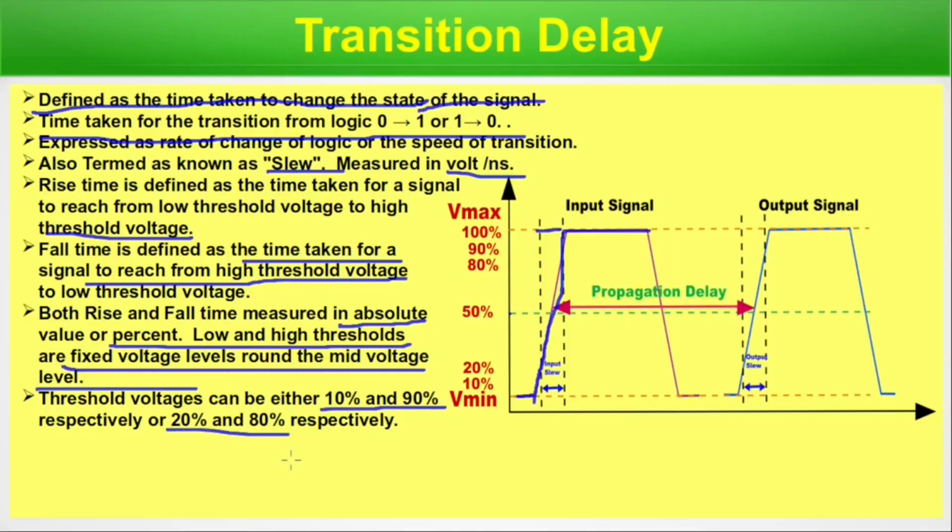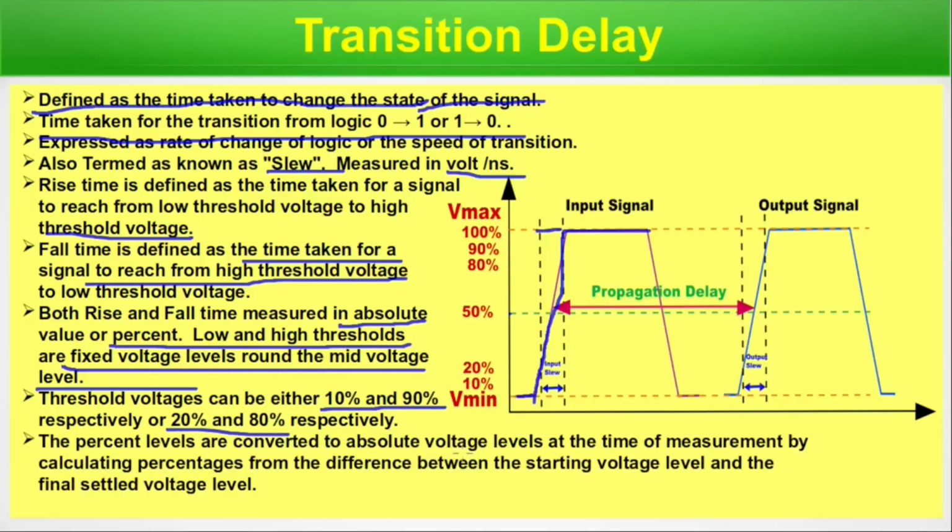The percent levels are converted to absolute voltage levels at time of measurement by calculating percentage from the difference between starting voltage level and final settled voltage level. First we express it in percentage, and while doing the calculation we express these threshold voltages with respect to V minimum and V maximum. We are done with this slide. Now let's move to the next slide.